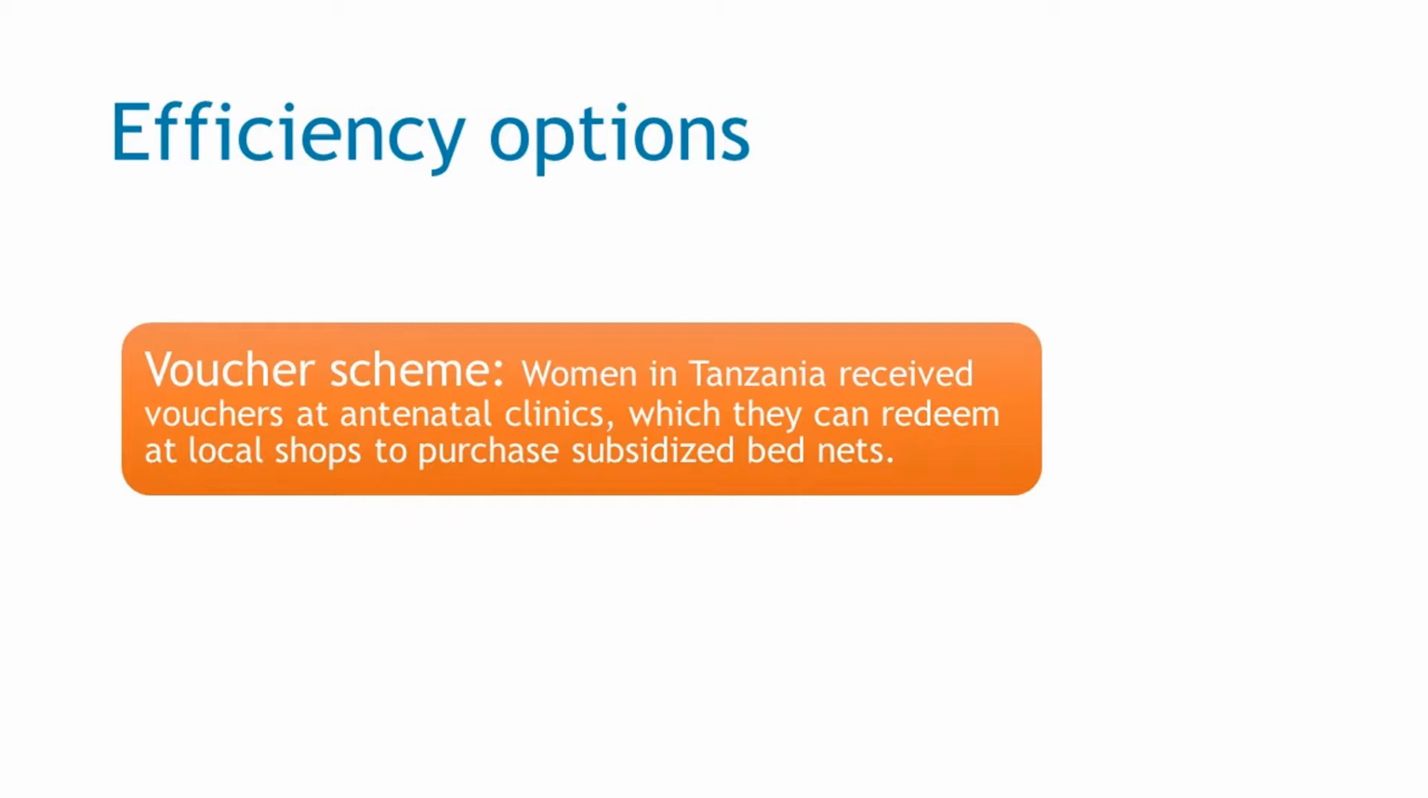Perhaps one option would be to come up with a voucher scheme. For example, women in Tanzania received vouchers at antenatal clinics, which they were able to redeem at local shops to purchase subsidized bed nets. This voucher approach involves the market. Bed nets are subsidized, or they're given for free, but in the form of a voucher. This ensures that the local markets participate in the intervention. So that's one approach on sustainability.